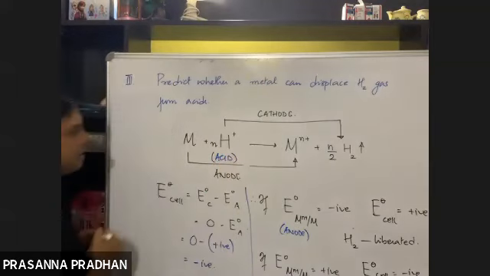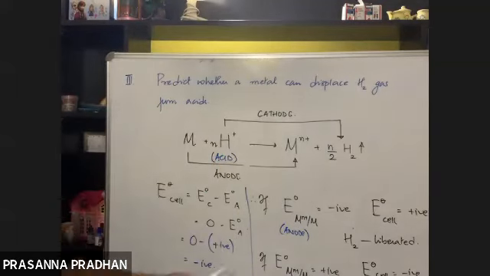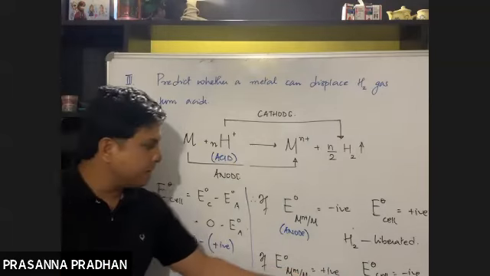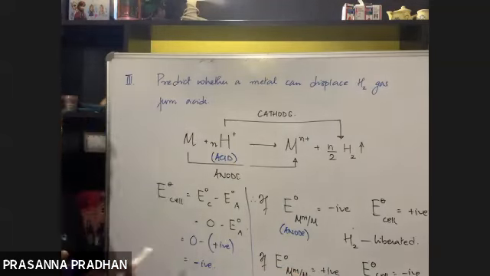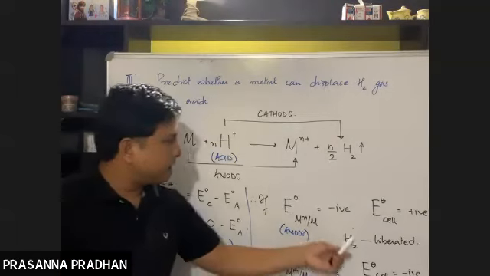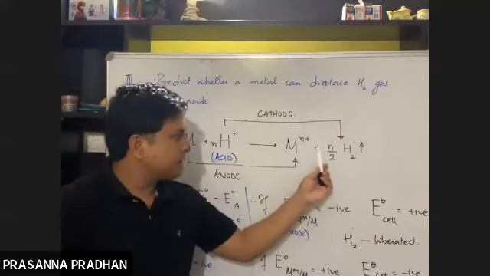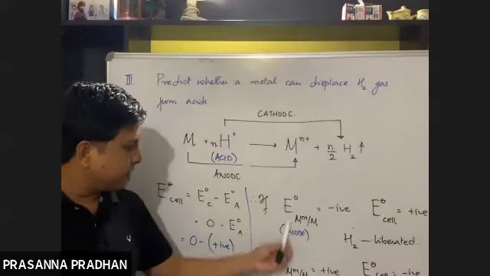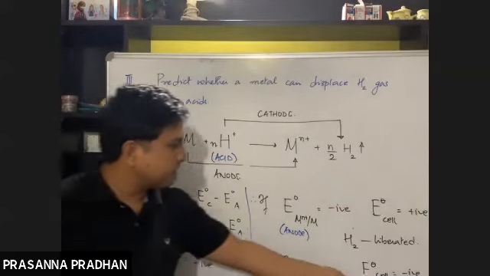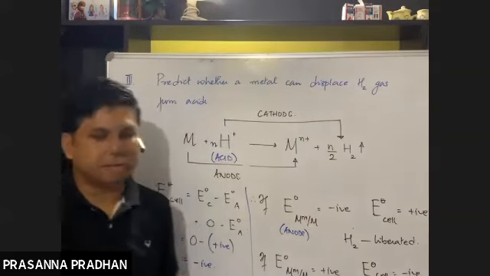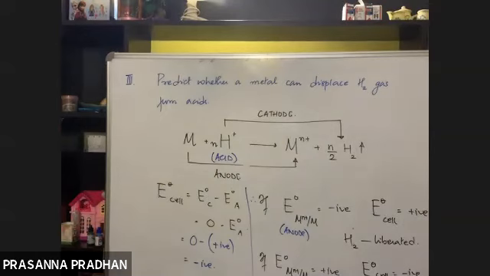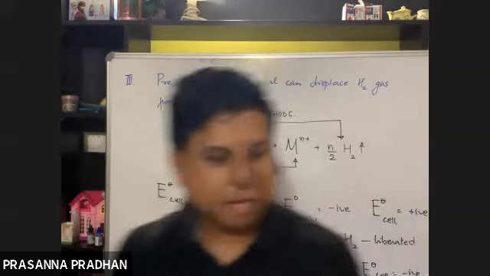While those metals which have positive reduction potential value will not be able to liberate hydrogen gas. Logic: if E naught anode is negative, E naught cell will be positive, meaning this reaction will occur. If E naught anode is positive, E naught cell will be negative, meaning this reaction will not occur.